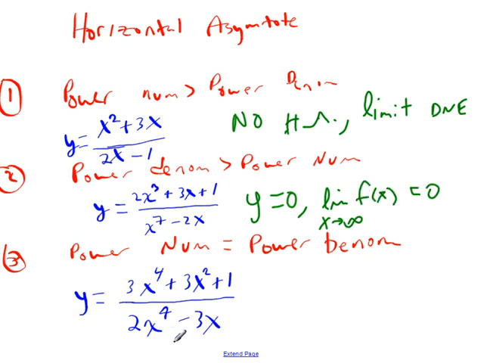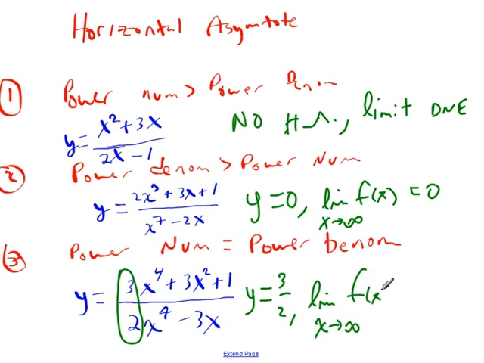And the last rule that you should be familiar with is if the powers are the same. And if they are the same, which they are here, then we look at the coefficients. So our horizontal asymptote is y equals 3/2. And as a limit, we say the limit as x approaches infinity of f of x equals 3/2. So let's actually go ahead and take a stab at defining limit.